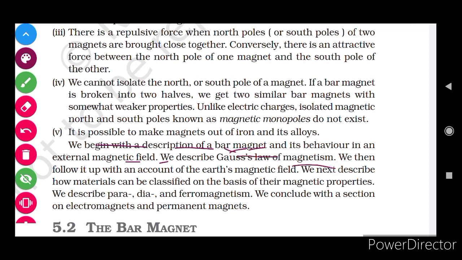We describe Gauss's law of magnetism, just like we studied Gauss's law of electrostatics. We then follow it with an account of the Earth's magnetic field. Then we will understand the magnetic field in detail. We next describe how materials can be classified on the basis of magnetic properties. This is very important: paramagnetic, diamagnetic and ferromagnetic, we will categorize the materials on the basis of magnetic properties. And lastly, we conclude with the section on electromagnets and permanent magnets. So this is the introduction paragraph. We have studied the basic things that a magnet has, a little about the history of the magnet, and what we have to study in this chapter.